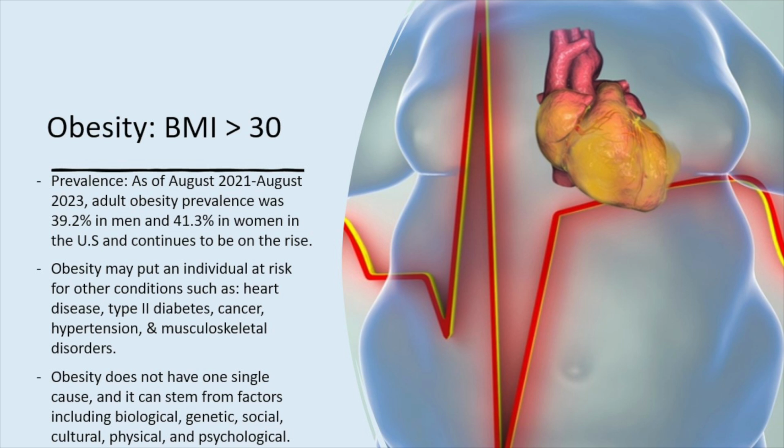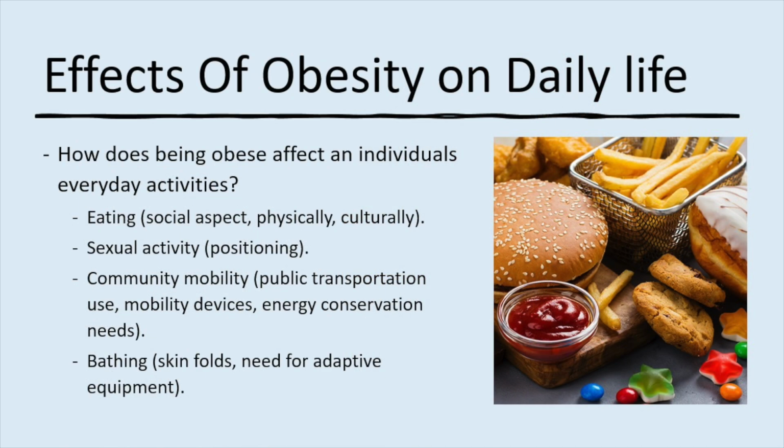And obesity does not have one single cause. It can be biological, genetic, social, cultural, physical, psychological, and since it doesn't have a single cause, it's important to look at the person as a whole, and this emphasizes our need to develop a good occupational profile with our patients. As you may know, obesity is very prevalent nationwide, and it just continues to become more of an issue as time goes on. So the role of occupational therapy in obesity is to make sure to take a preventative and restorative approach.